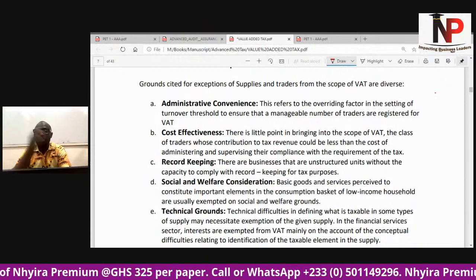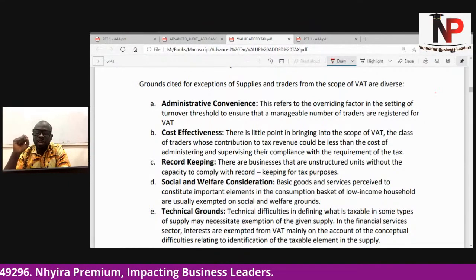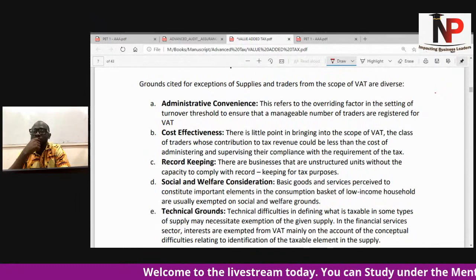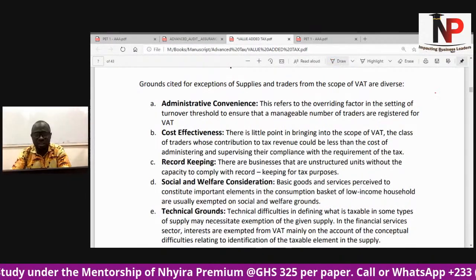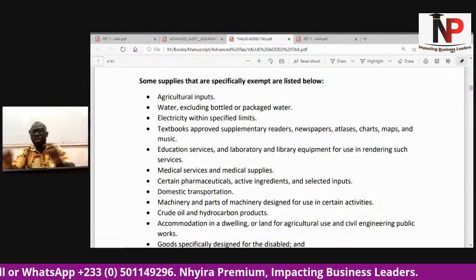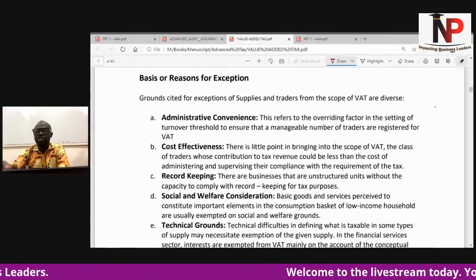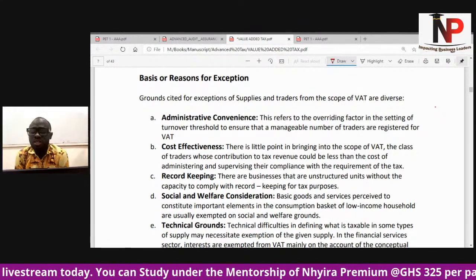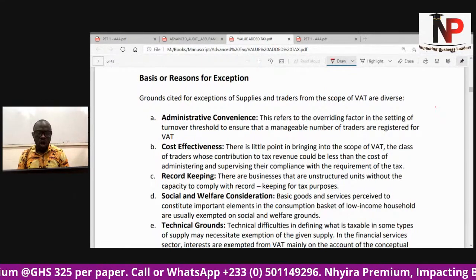Number one, administrative convenience. When we say administrative convenience, what are we talking about? This refers to the overriding factors in setting up a turnover threshold to ensure that a manageable number of traders are registered for VAT. You see, when we say everybody should pay VAT, somebody will be dealing with agricultural inputs, somebody will be running some small education services, somebody is doing some domestic transport. It's difficult to put a threshold down for them to fall into the category. So sometimes for administrative convenience and to reduce the burden, we just treat them as exempt supply.